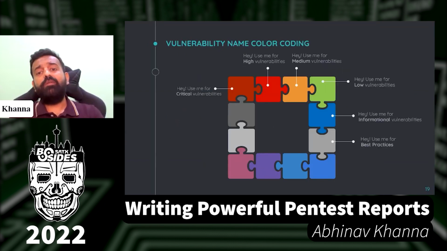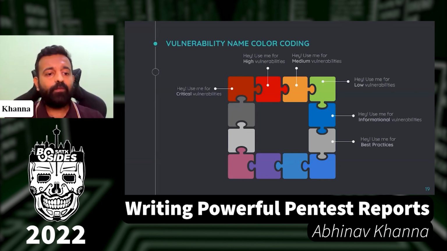Let's start with the vulnerability name and color coding. I guess that's a given. Everywhere you are using certain colors for writing the vulnerabilities in your report. But what needs to be taken care of is that if for project A you are using 3 or 4 colors for high, medium, low, keep the same for project B as well. Use the same color coding for all the projects. Keep it uniform. Do not change it.